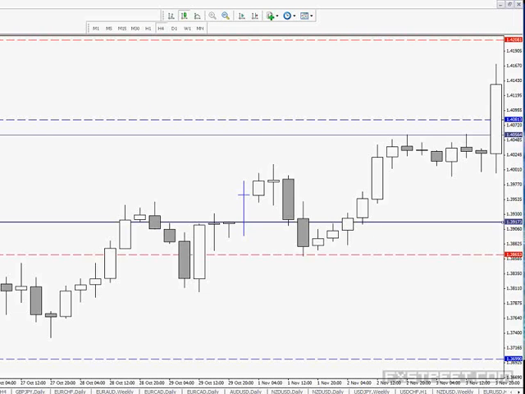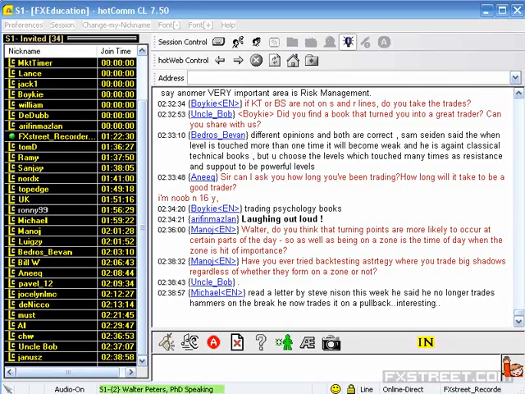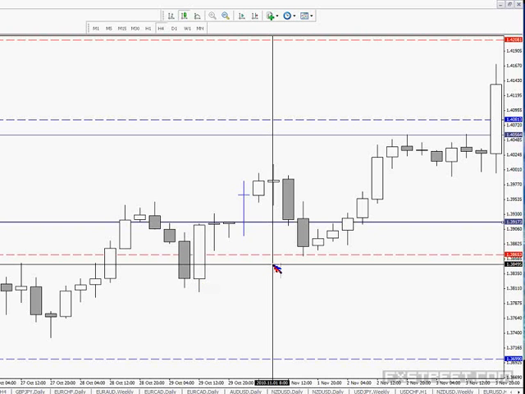Now, the question here is, Michael says he read a letter by Steve Nissen saying that he no longer trades hammers on the break. He now trades it on the pullback. Yeah, well, essentially this was sort of what this was, right? It was a pullback and a big shadow.